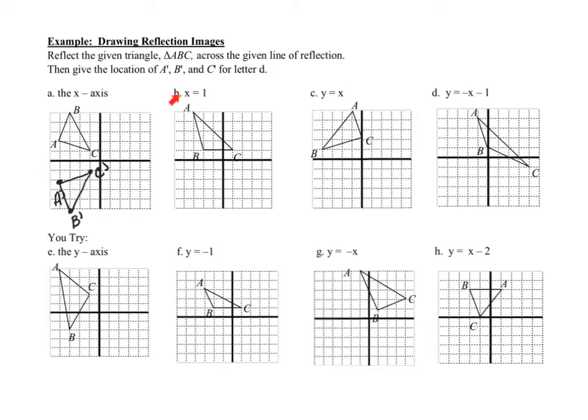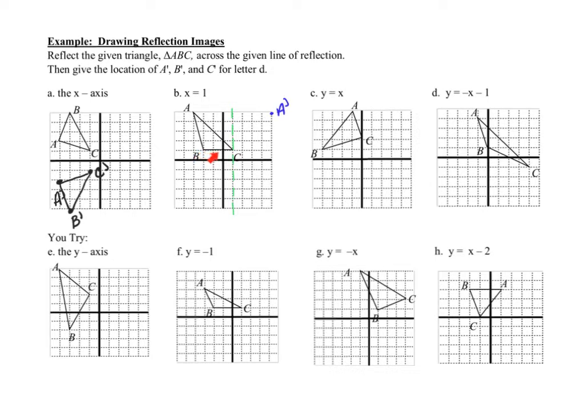Let's look at letter B. We're going to reflect this triangle across the line x equals 1. So on the x-axis, you need to draw a line through x equals 1. If you look at point A, it's 1, 2, 3, 4 units away from the line x equals 1. So that means I need to be 4 units away on the other side. So A prime would be right here.